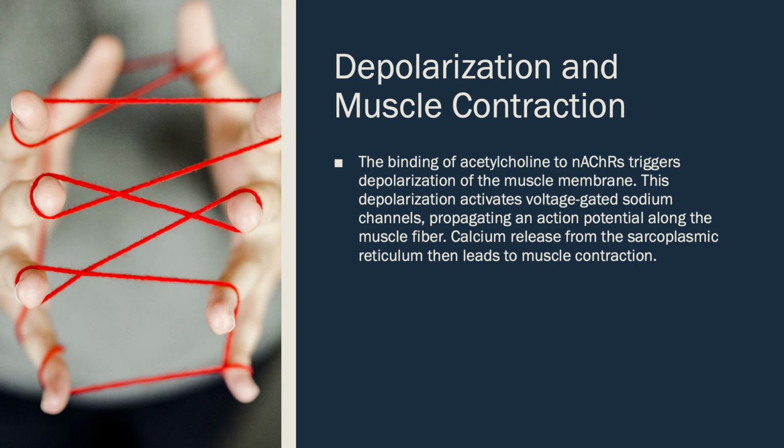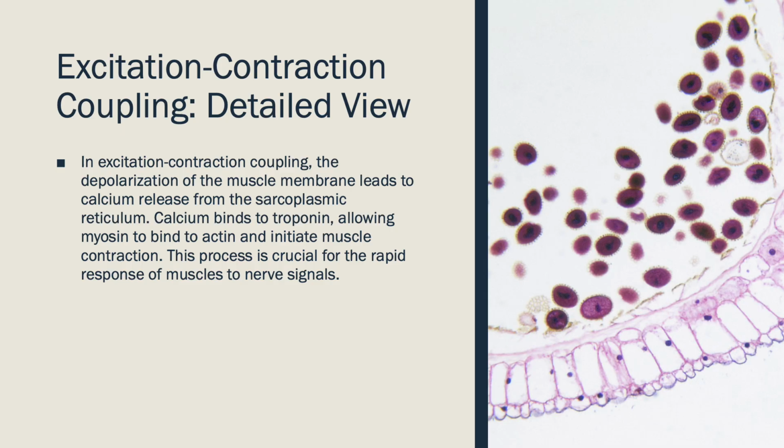Okay, so acetylcholine binds to those nicotinic acetylcholine receptors. This will depolarize the muscle membrane and generate an action potential. This action potential will trigger calcium release from the sarcoplasmic reticulum, and this initiates contraction. Depolarization and calcium release are key for muscle contraction and relaxation.